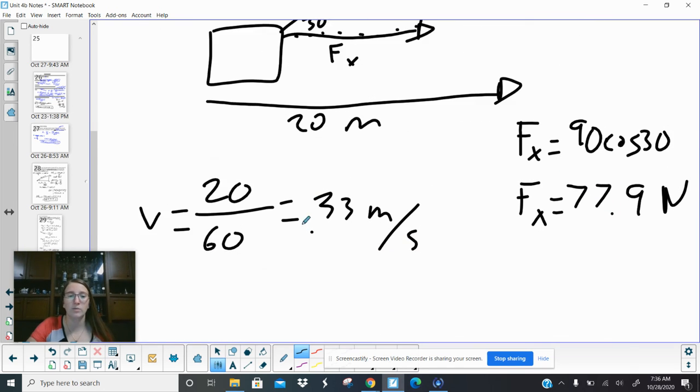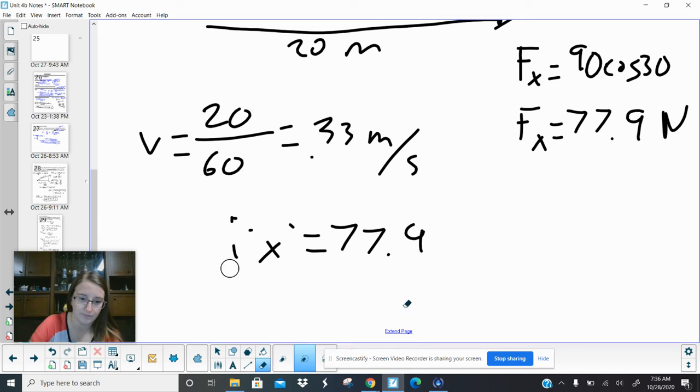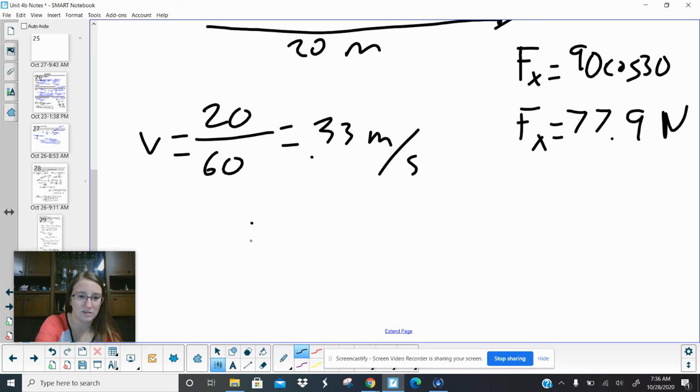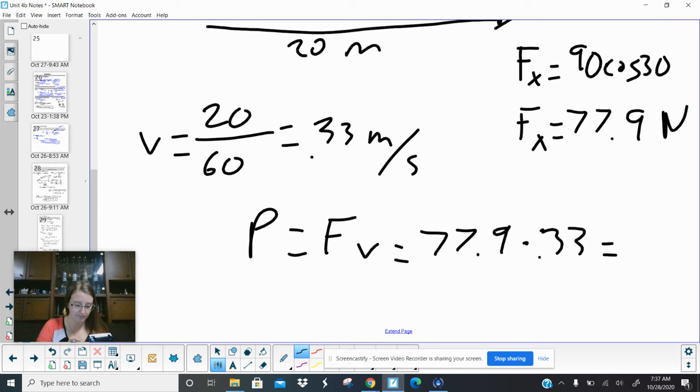So we have the force component, we have the speed. We've got Fx equals 77.9. We've got that the power equals F in the direction of motion times our speed. We've got 77.9 times 0.33. We should get 25.7. What's our units here again? Watts.